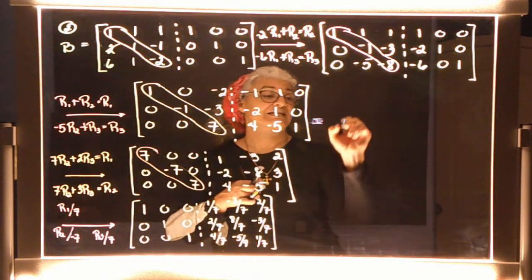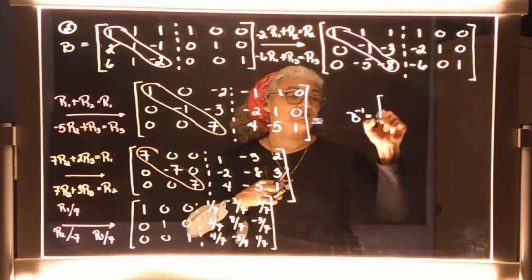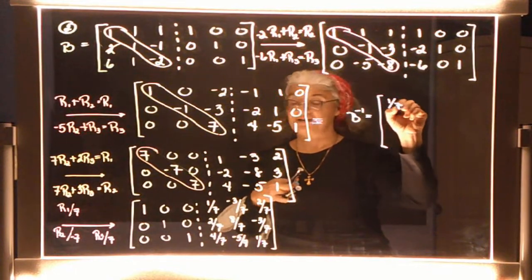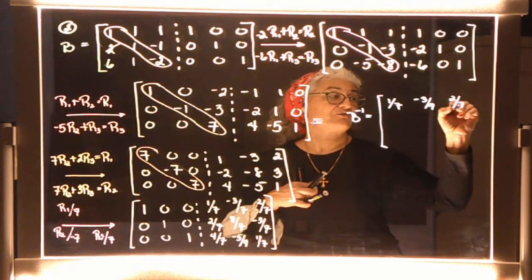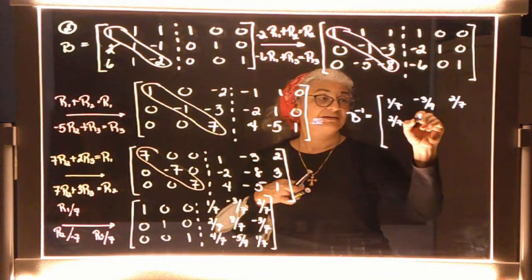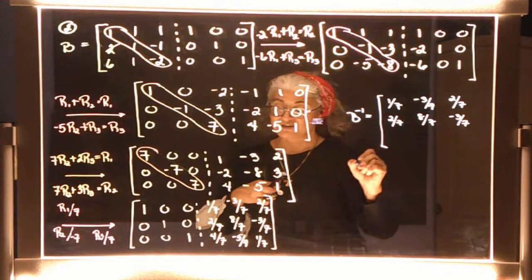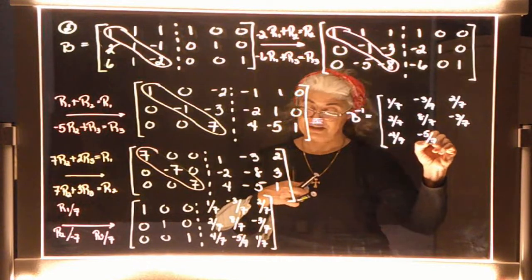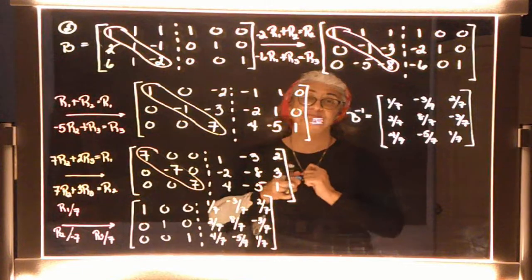That means the inverse of matrix B, also a 3 by 3 matrix, because I started with a 3 by 3, would be 1/7, negative 3/7, 2/7 on the first row. Second row is a 2/7, 8/7, and negative 3/7. And the third row would be 4/7, negative 5/7, and then 1/7. Here is my inverse matrix.